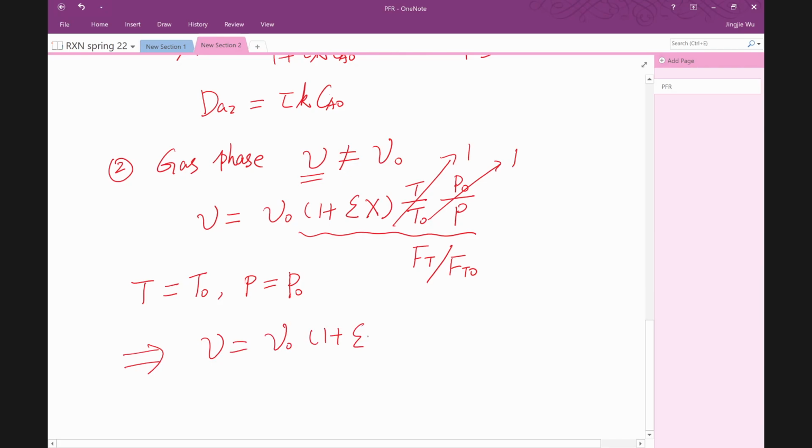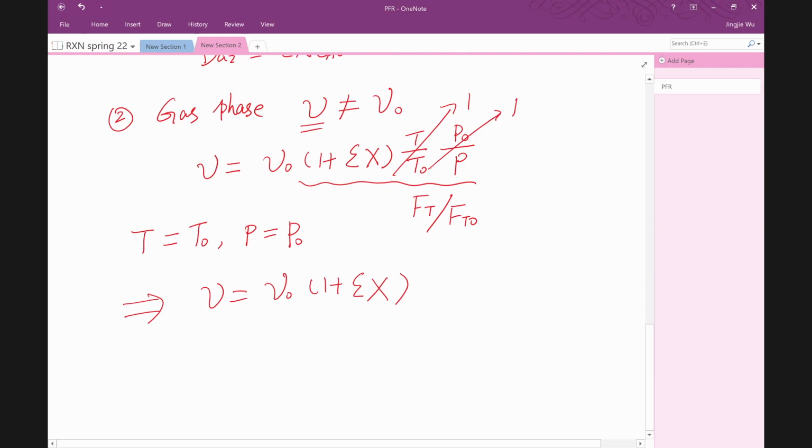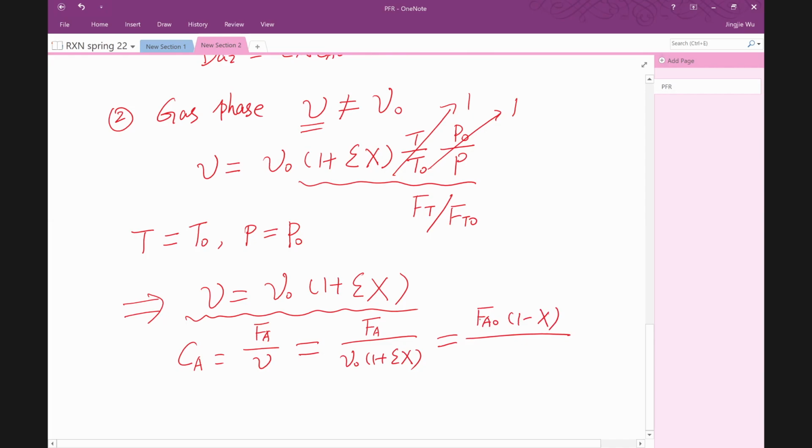volumetric flow rate. Now everything is the same as the liquid phase, only we use this volumetric flow rate instead of the initial volumetric flow rate. If you know how to solve the liquid phase, right now you can solve the gas phase. So here is the real volumetric flow rate, not V zero. That means FA, from the stoichiometry, we know FA equals FA0 (1 minus X). This is from the stoichiometry.